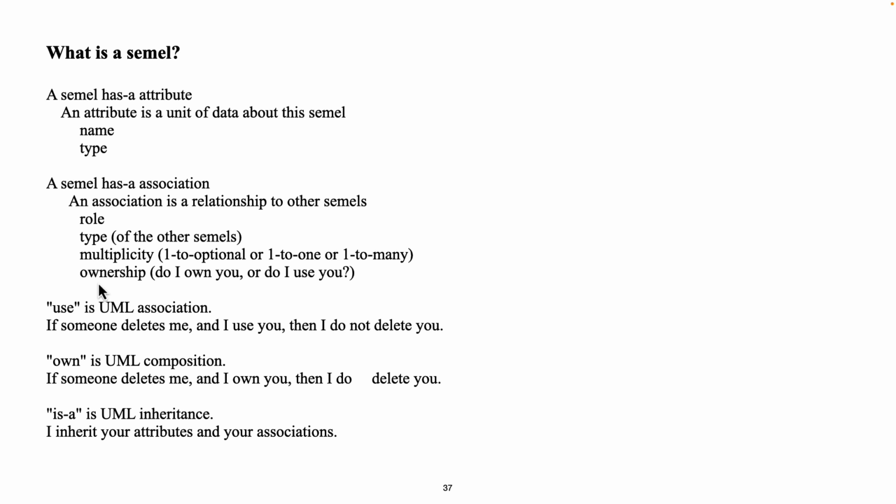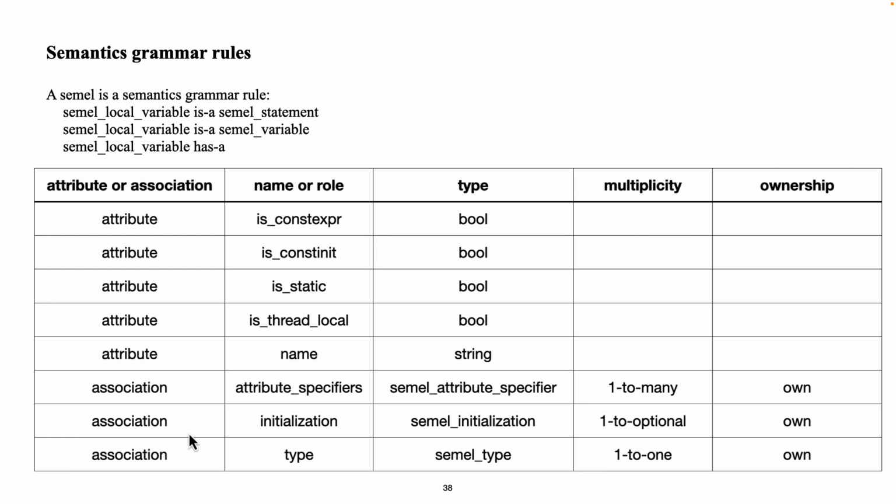If I use you, then I am associated to you. And that means if I am deleted, I do not cause you to be deleted. I don't own you. I merely use you. Ownership is composition. If someone deletes me and I own you, then I do delete you. Isa is inheritance. If I Isa you, then I inherit your attributes and your associations.